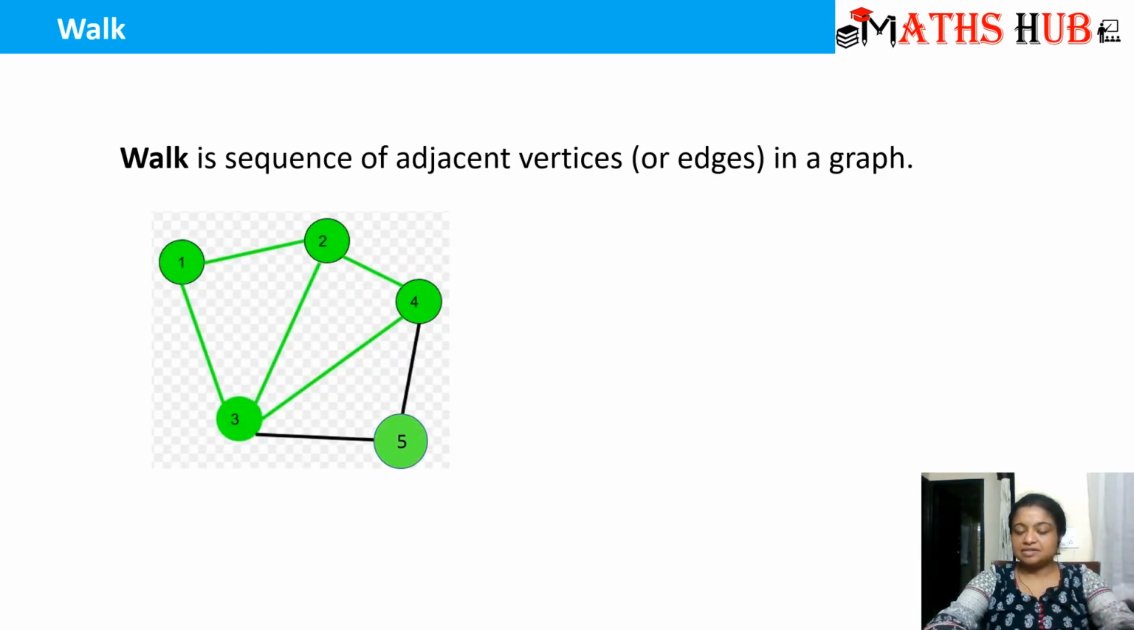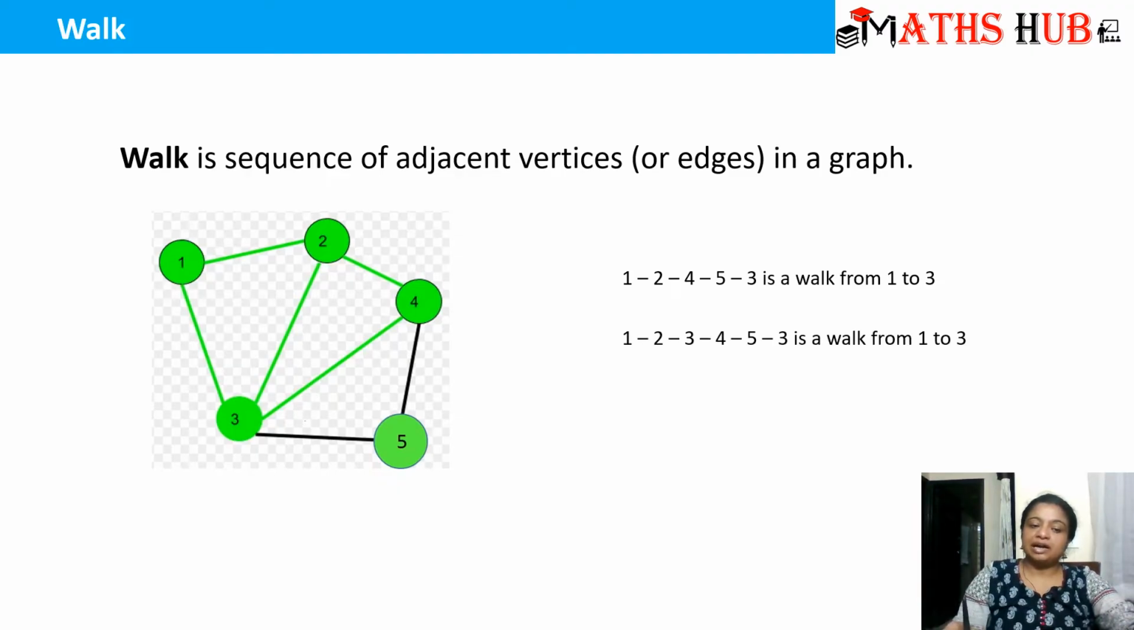Now, for example, this is a graph which has 5 vertices and some edges are connected to each other with the help of some green and black lines, right? So we can say that one of the walks from 1 to 3 is 1 to 2, then 2 to 4, 4 to 5, and then from 5 to 3. So it is just a sequence of adjacent vertices and the edges in the graph. Similarly, we can also say that another walk from 1 to 3 can be 1 to 2, then 2 to 3, then 3 to 4, then 4 to 5, and then from 5 to 3.